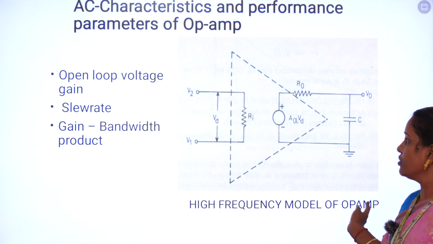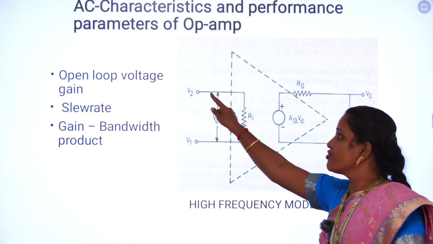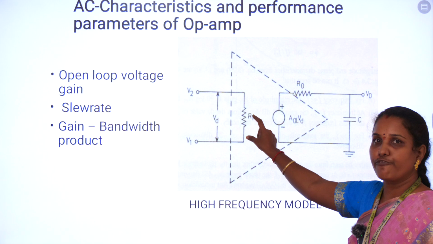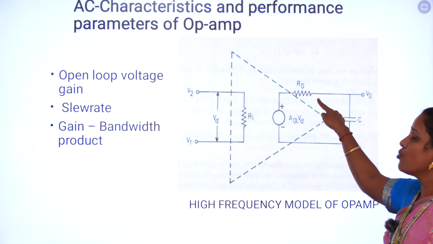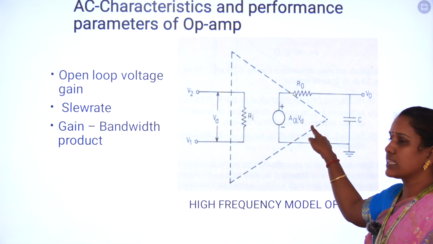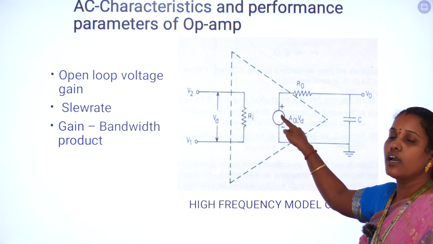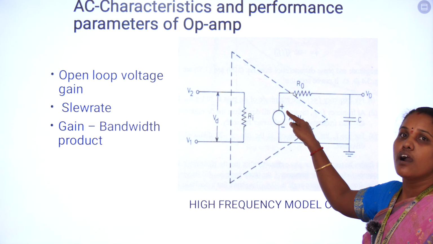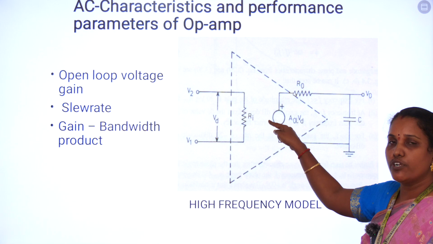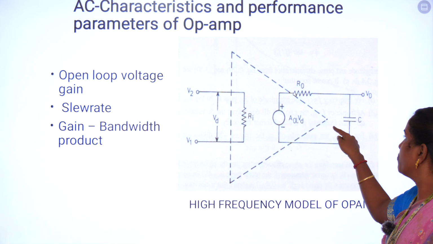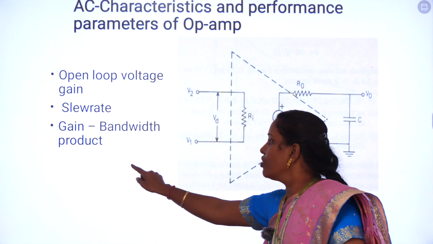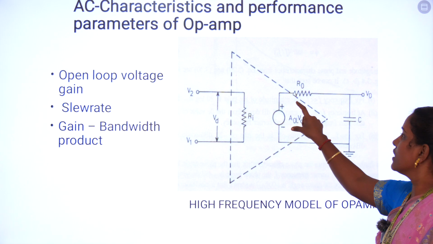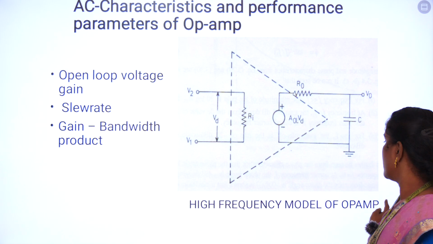So this is the equivalent circuit. In this equivalent circuit, the input voltages given are V1 and V2. The difference is VD. Then the input resistance, the internal resistance of the IC741, is Ri, and the output resistance is R0. This is the voltage across the output terminal. So the open loop gain AOL is the output voltage divided by the input, that means V0 divided by VD. So your AOL is nothing but V0 divided by VD, and here the input given is AOL times VD.